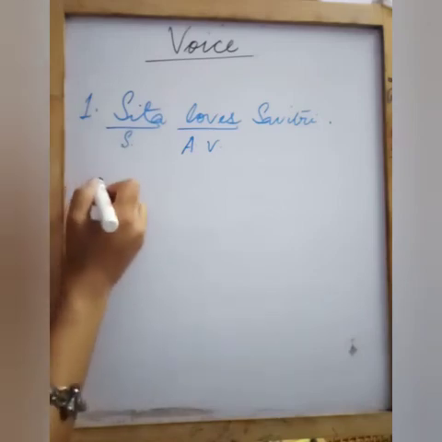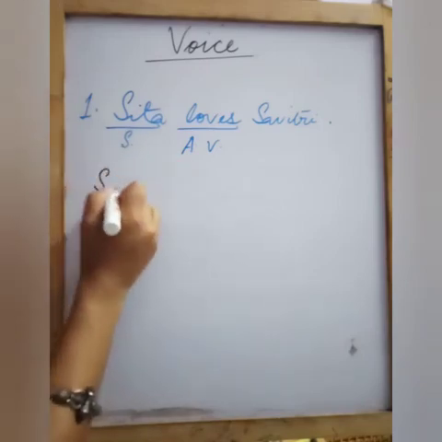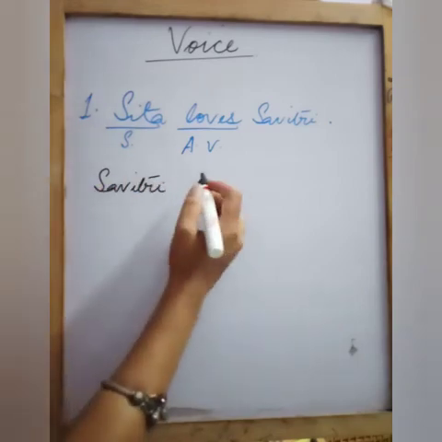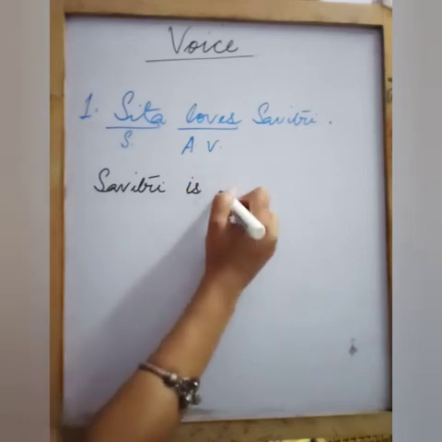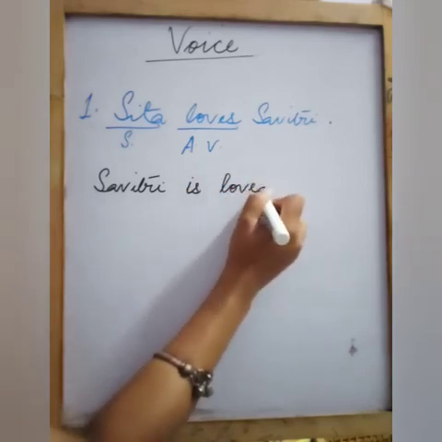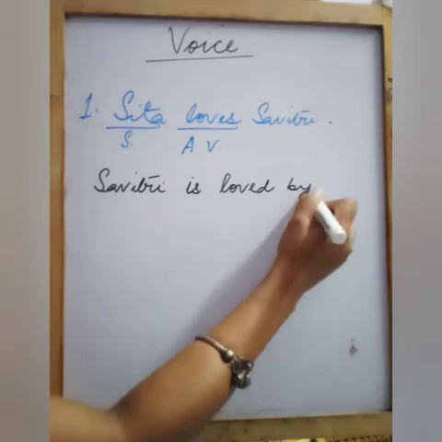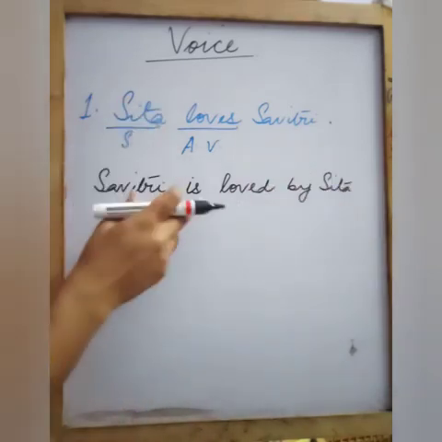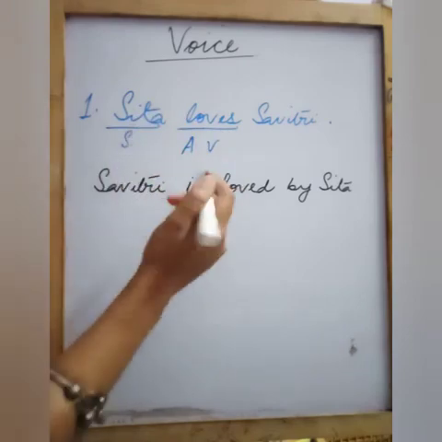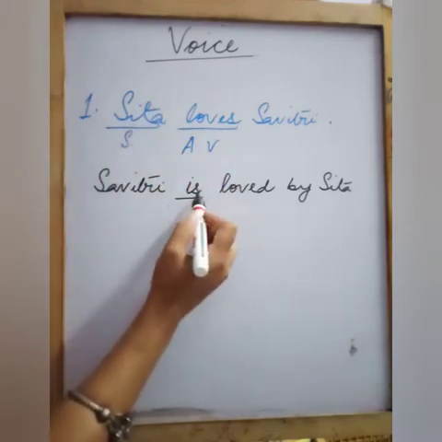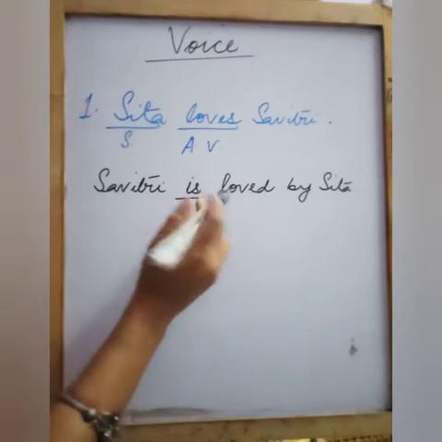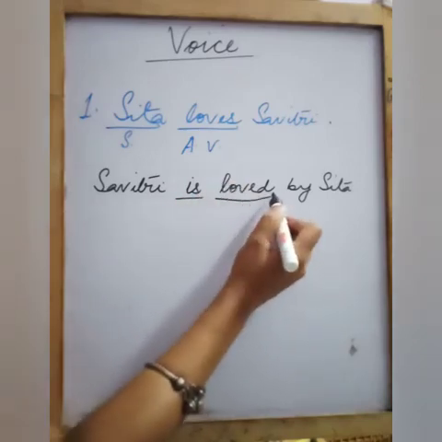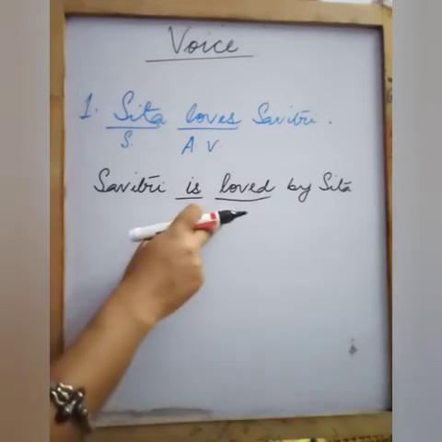The same sentence we will write what? Savitri is loved by Sita. Now see, when we have changed it into the passive voice, what is happening? We have added a helping verb, a to be verb, isn't it? Is a to be verb. It is a helping verb. Then we have this is the verb, the action. But here you see the difference is what?